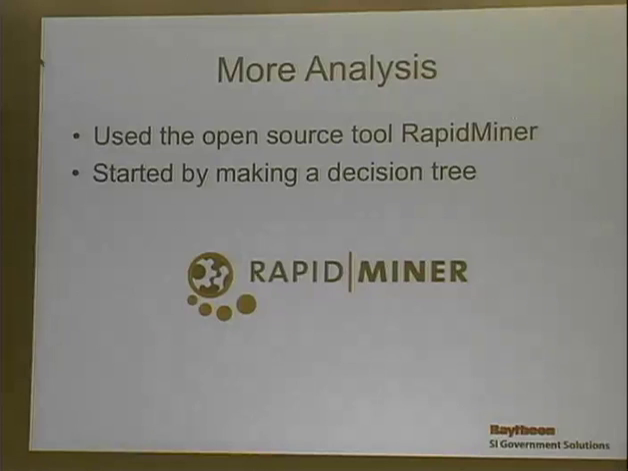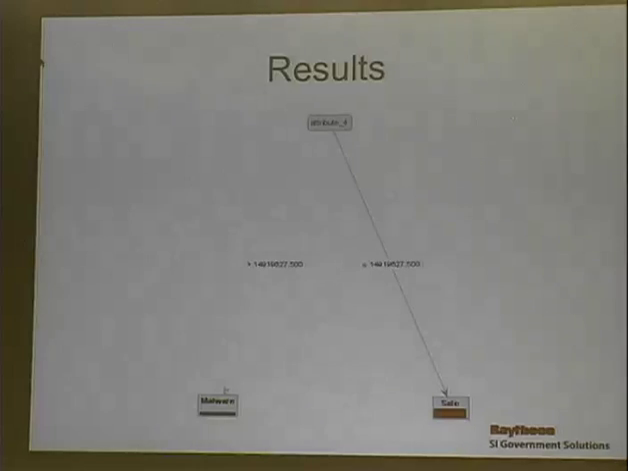So I went back to the drawing board, and I used an open source tool called RapidMiner. RapidMiner is basically just a bunch of statistical analysis tools, neural networks, whatever, all in kind of one bucket. It started off very, very simply by making a decision tree. What I did is I fed all the data that our collector takes, put it into a bucket, and just threw it in there.